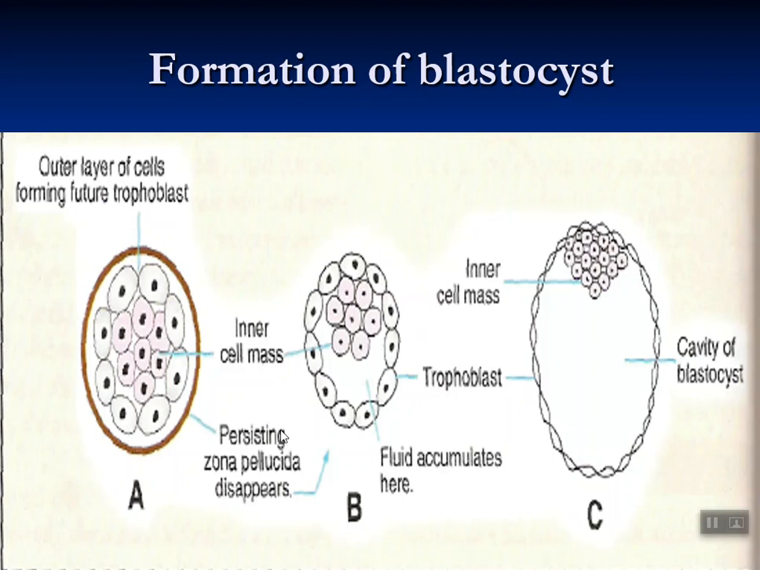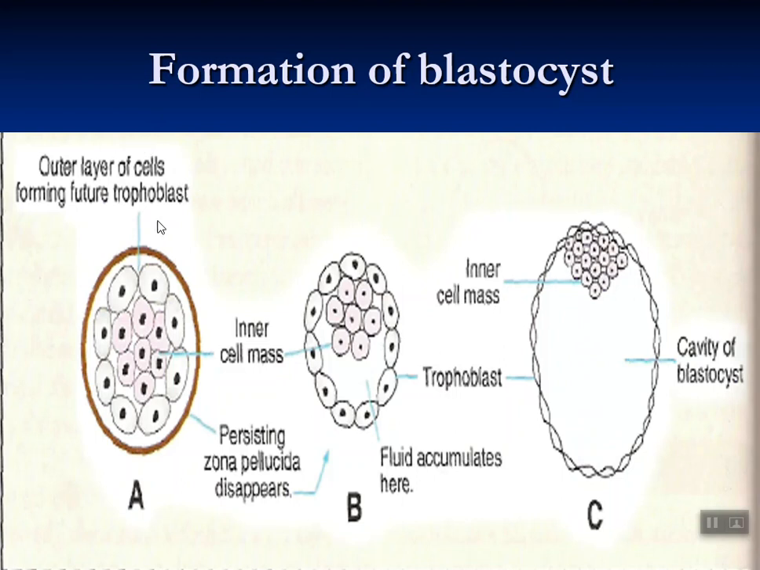Progressively, the zona pellucida, that is the covering, starts disappearing. Here you can see there is no layer of zona pellucida. The fluid accumulation will be here, so these cells will be formed with the fluids. When fluid accumulates, two different structures are formed from the trophoblastic cells: the inner cell mass and the outer trophoblastic cells, and inside there is the cavity of the blastocyst. So remember this.